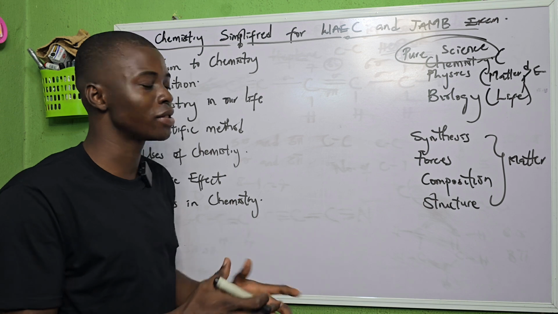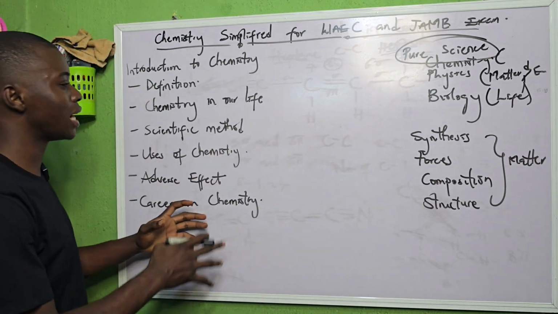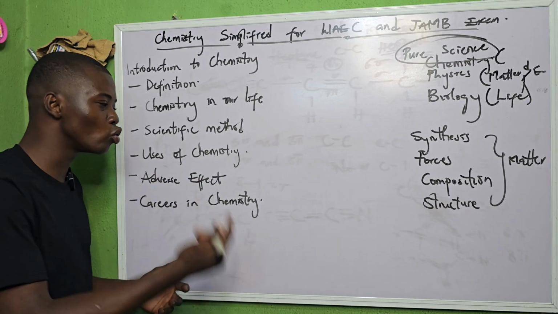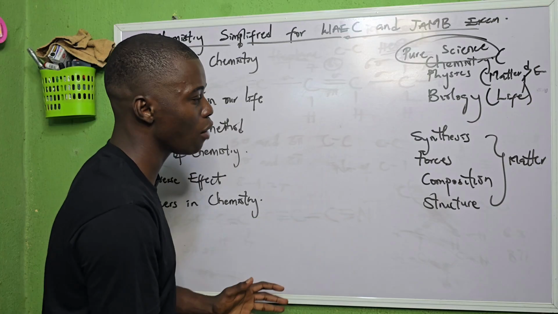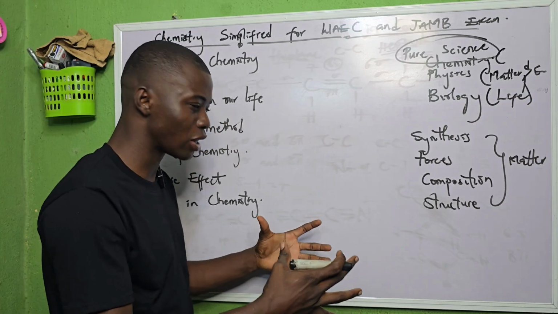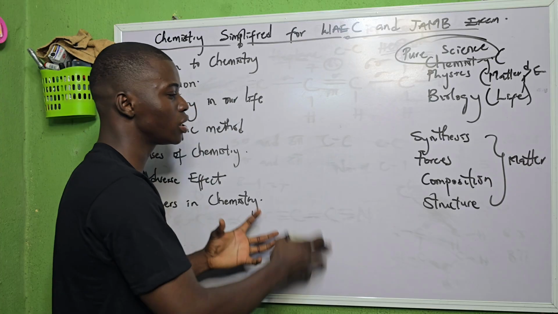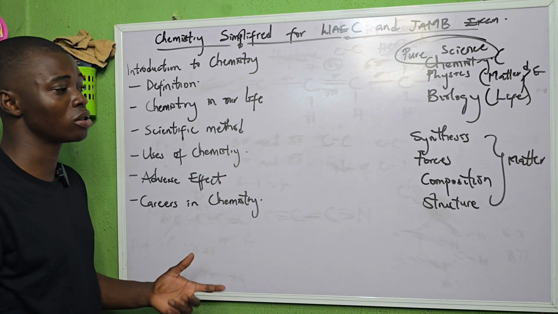So the branch of science that studies that is called what? Chemistry. So that is just the simplest definition of chemistry. Chemistry wants to know everything that is there. The synthesis, how was it formed? What are those forces that hold that particular thing together? What is the composition? What is the structure of that matter? So that is what chemistry is all about.